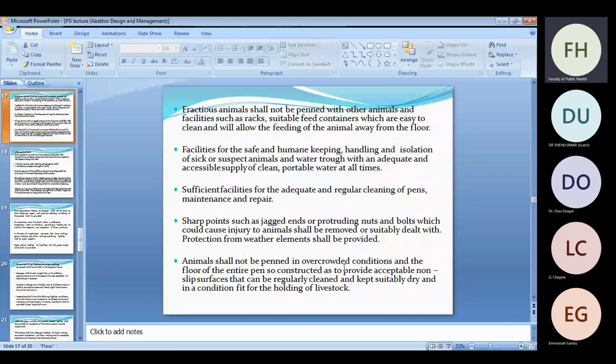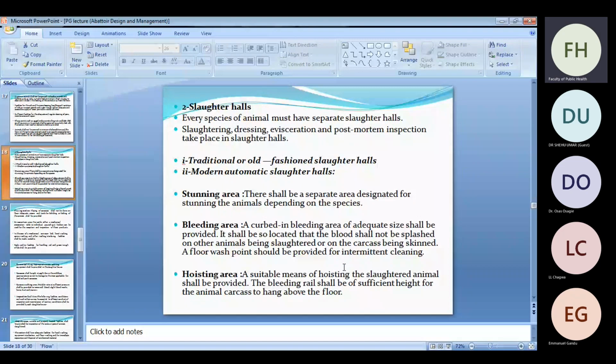That will take us to the slaughter hall. Every species of animal must have a separate slaughter hall, if it is obtainable in your own area.